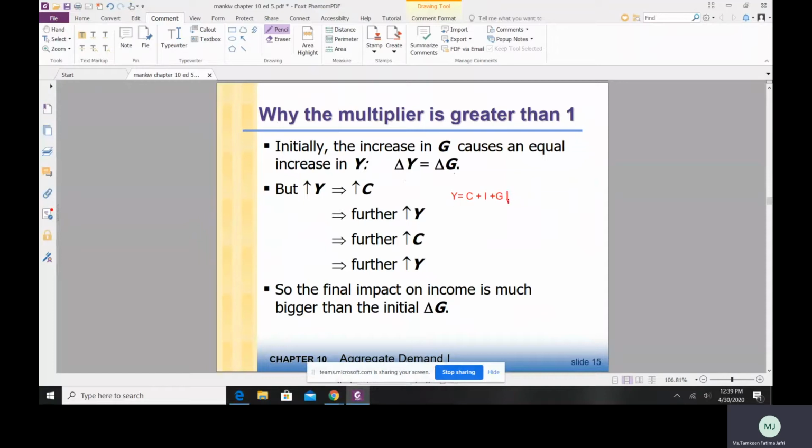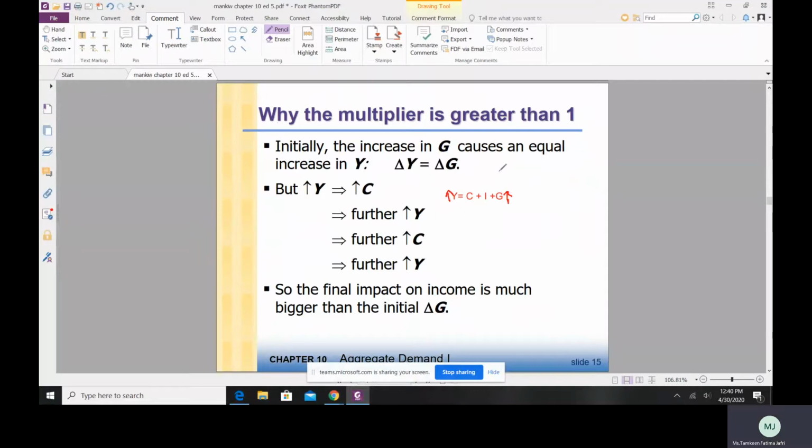अगर G increases by, let's suppose, $1, Y is also going to increase by $1. ठीक है? So this is happening in step 1. जब G increases by $1, Y increases by $1. लेकिन the point is that the story doesn't end here. Because when Y increases, I know that consumption is also a function of disposable income. So when Y is going to increase, consumption is going to increase.